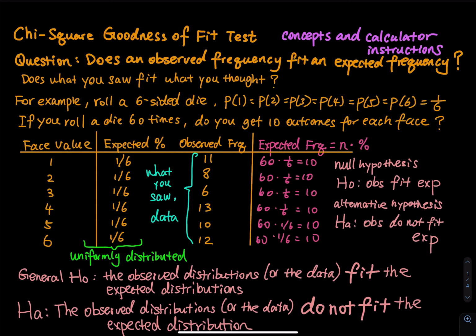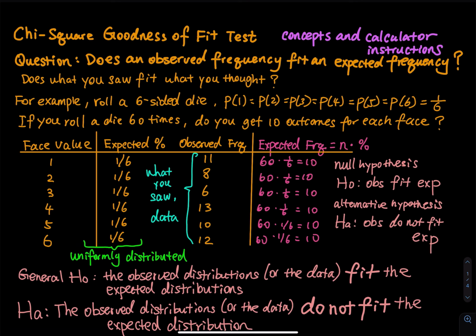Chi-square goodness of fit test: I will introduce the concepts, calculator instruction, and everything you need to know in this video. After you finish watching this video, you will be able to finish a different problem all by yourself. For the chi-square goodness of fit test, the question that we are trying to answer is, does an observed frequency fit an expected frequency? Simply speaking, that means, does what you saw fit what you thought?